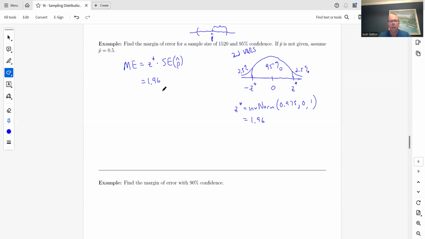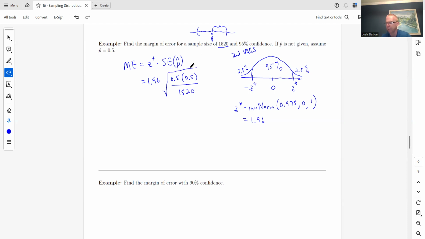And then the standard error, or standard deviation of p hat, that we talked about last time, is the square root of p hat times q hat over n. P hat is 0.5, and q hat is 1 minus 0.5, which is also 0.5. And then our sample size n is 1520.